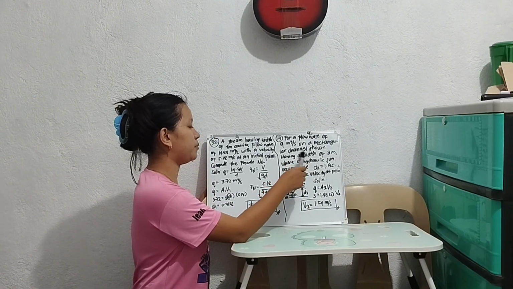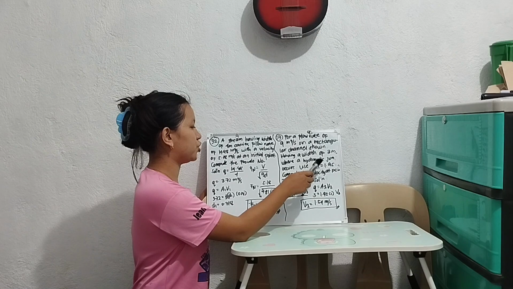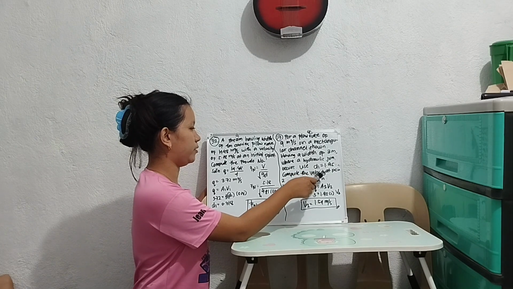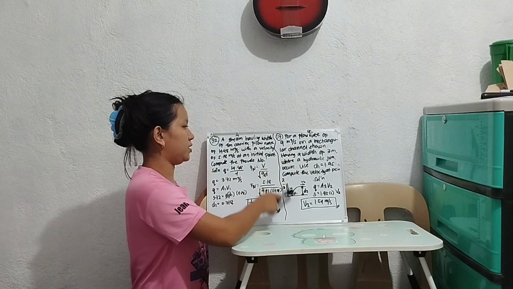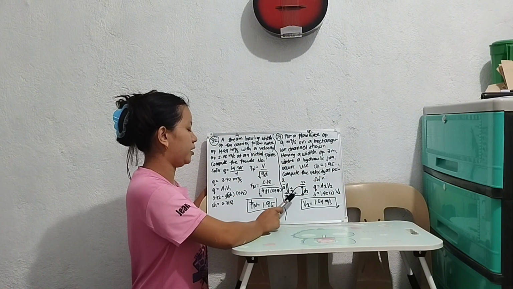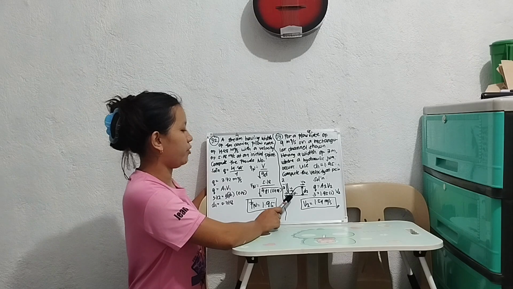For number 33, for a flow rate of 9 cubic meters per second on a rectangular channel as shown, having a width of 3 meters, where a hydraulic jump occurs, use d1 equals 1.95, then compute the velocity at point 2. So this is the figure we have shown.